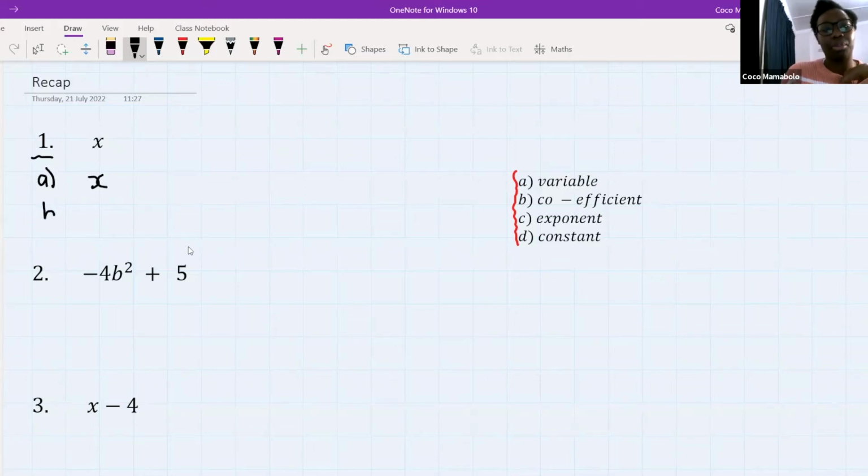Then we need to remember what our coefficient is. I'm loving all these hands up. What is the coefficient of X? Do you remember? Yes, 1. Excellent. It is 1. Well done.